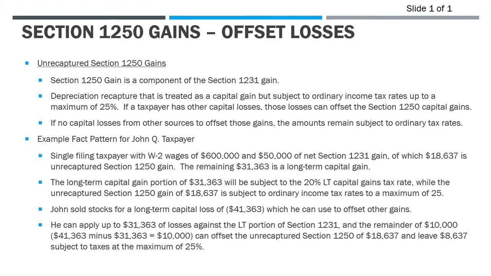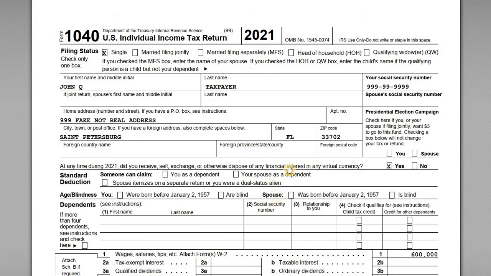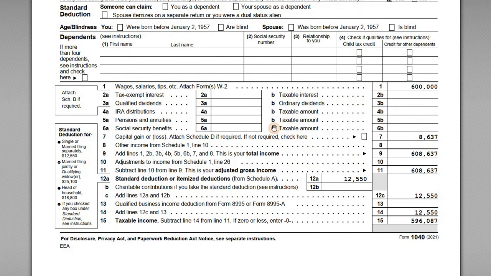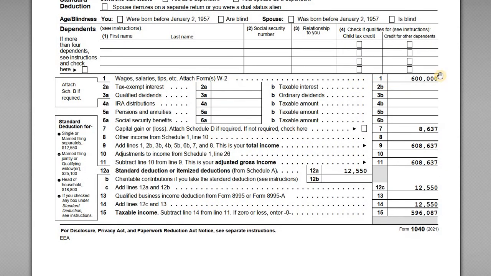All right, so let's go look at the return so we can see how these numbers actually land on the 1040. So we've got, again, John Q taxpayer here, single filing taxpayer. We look at line 1, his wages are $600,000, and he's taking the standard deduction.